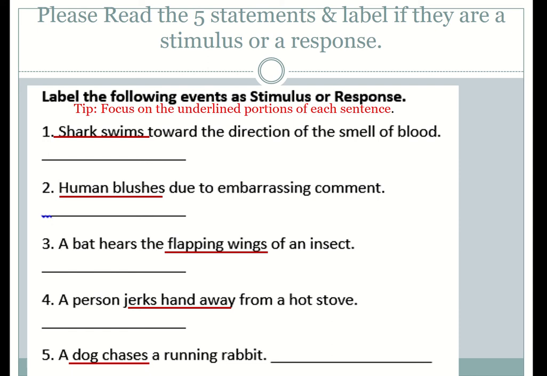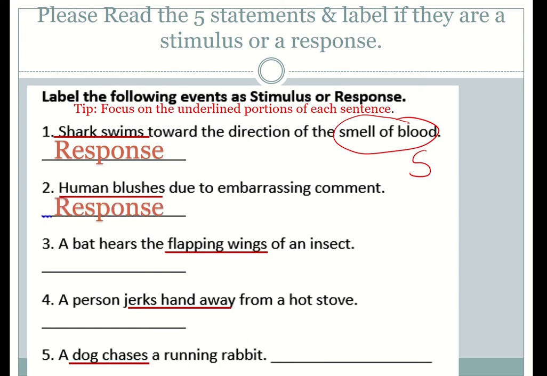All right, so let's take a look. Shark swims towards the direction of a smell of blood. The shark swimming would be a response, all right? The smell of blood would be the stimulus, okay? But we're focusing on what's underlined. A human blushes due to an embarrassing comment.